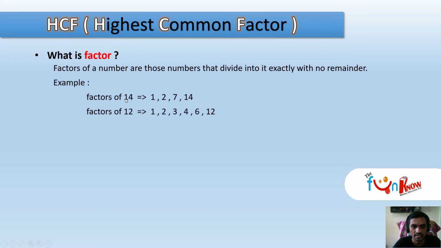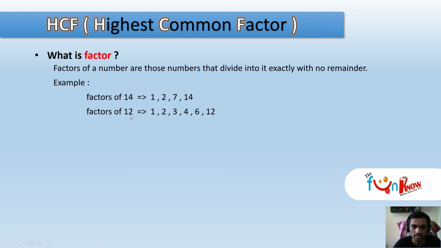These numbers are the factors of 14, because if you divide 14 by 1, you get 0 remainder. If you divide 14 by 2, you get 0 remainder. Same goes with 7 and 14. So how do we find factors? First, 1 and the number itself are factors, and then you find which numbers between them divide that number with 0 remainder. That's how you find the factors of a particular number.